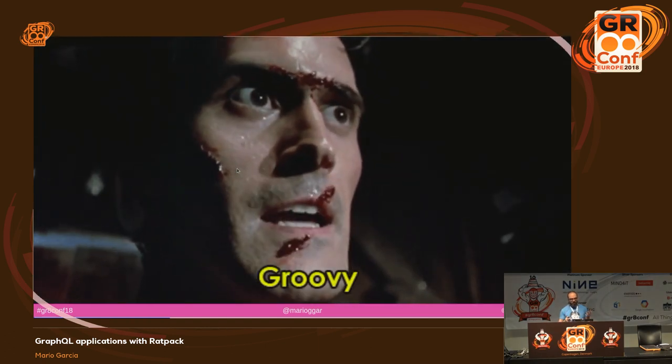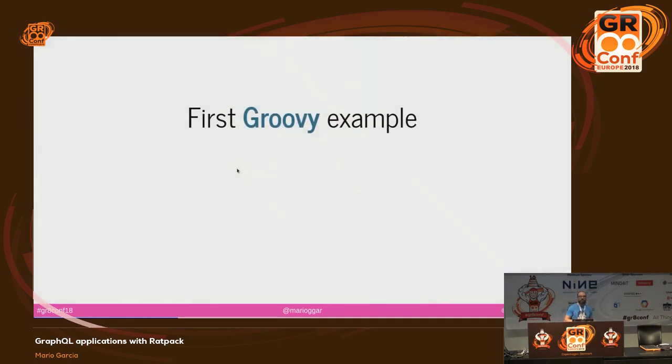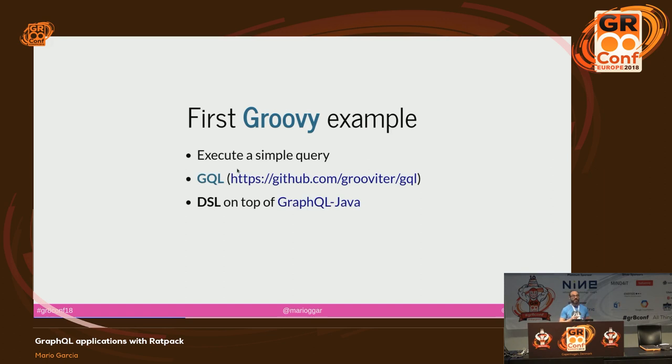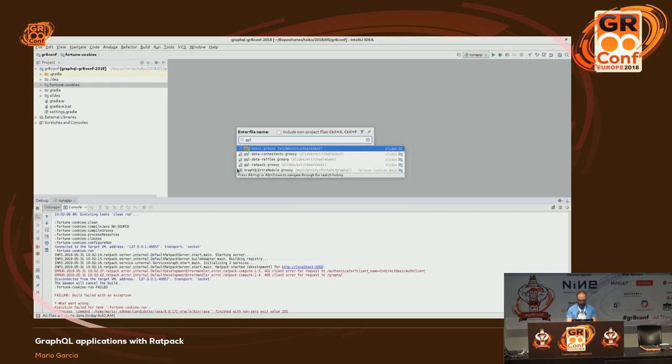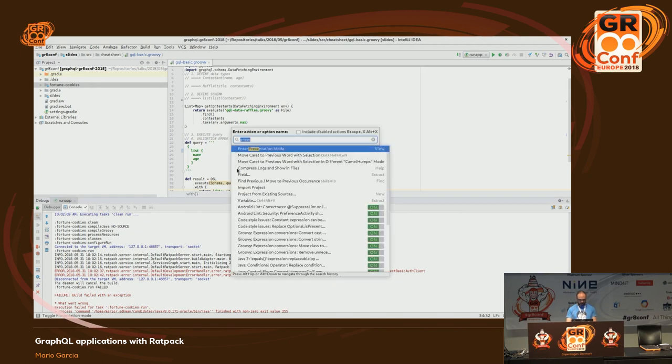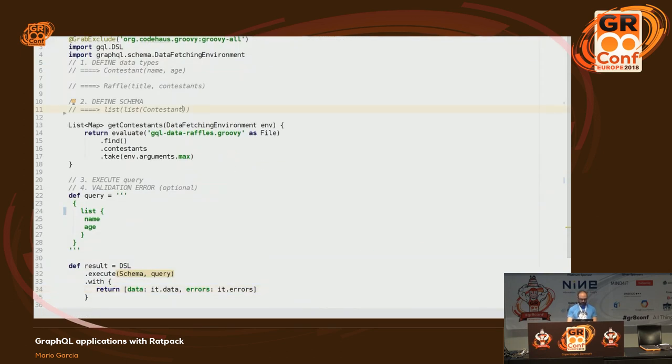Okay, so it's time for code. What I'm going to do right now is follow the steps I mentioned before. I'm going to execute a simple query using Groovy, and for that, I'm using GQL. What is GQL? Well, GQL is a DSL on top of GraphQL Java that makes it easier to execute GraphQL queries. GQL basic, presentation mode. Okay, because we are using Groovy, I'm just using a Groovy script.